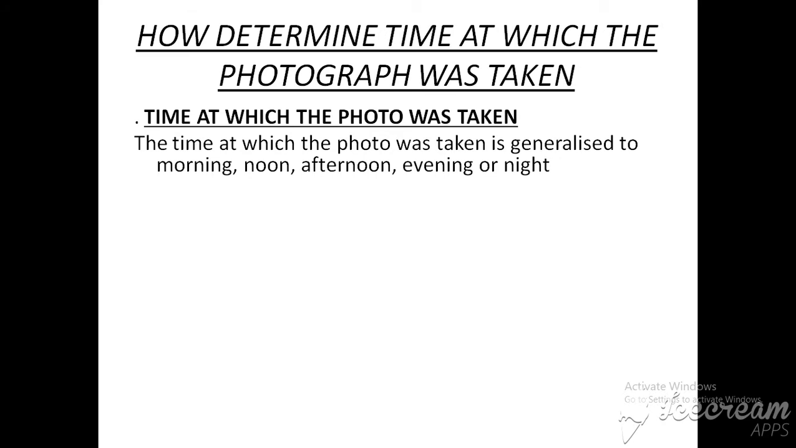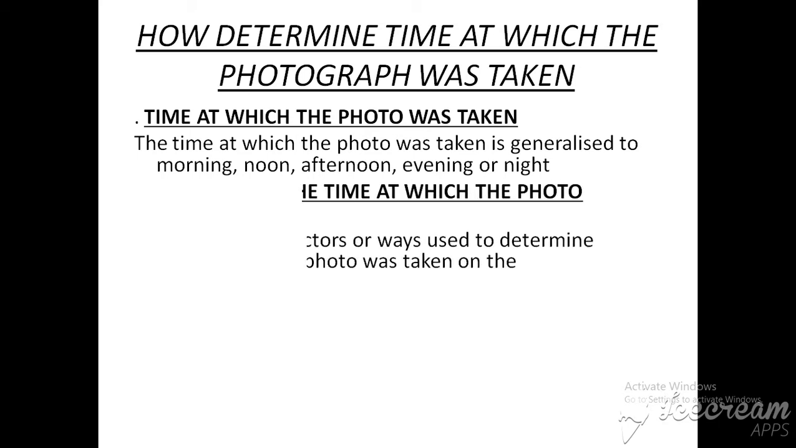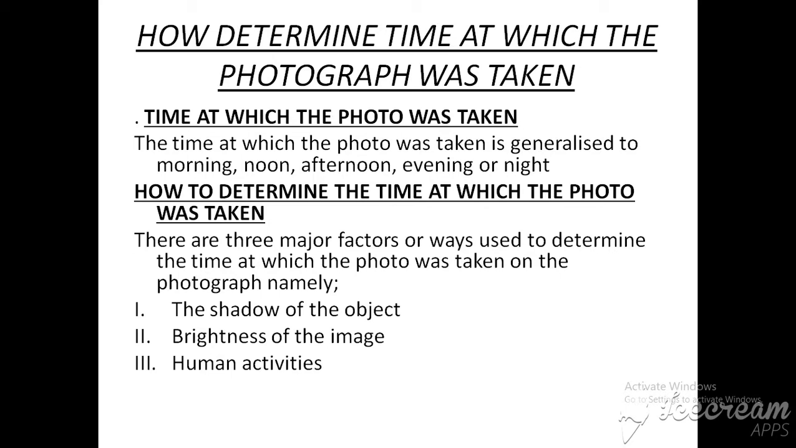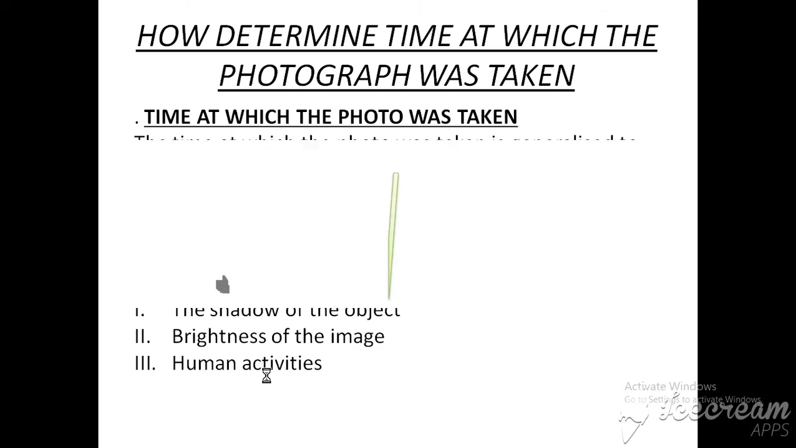So there are different factors we normally consider. There are normally three factors we consider to determine the time. The first one is what we call the shadow of the object. We have the brightness of the image, and the last one is what we call human activities, as we are going to see. Factor number one, the shadow of the object.